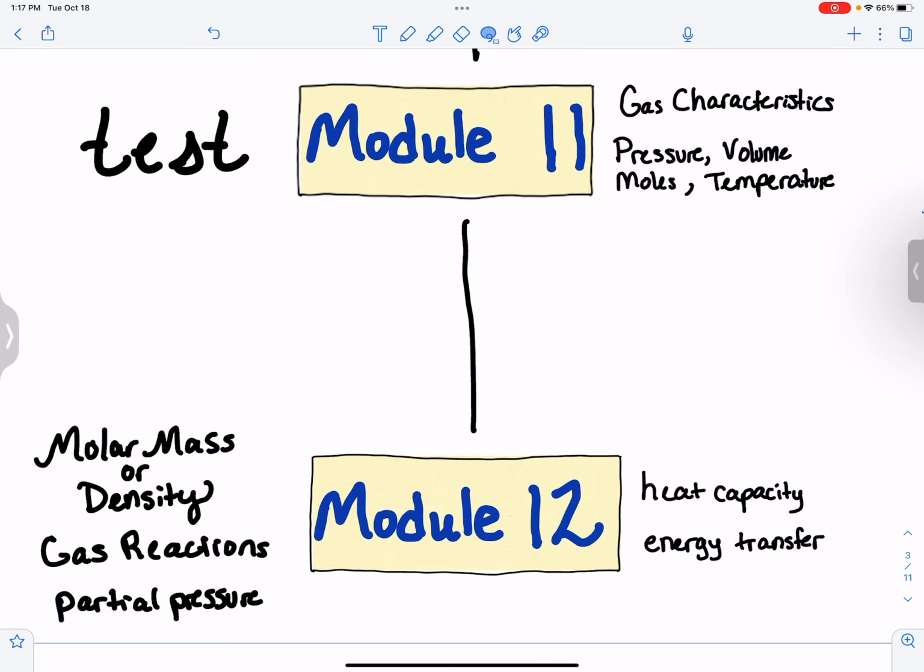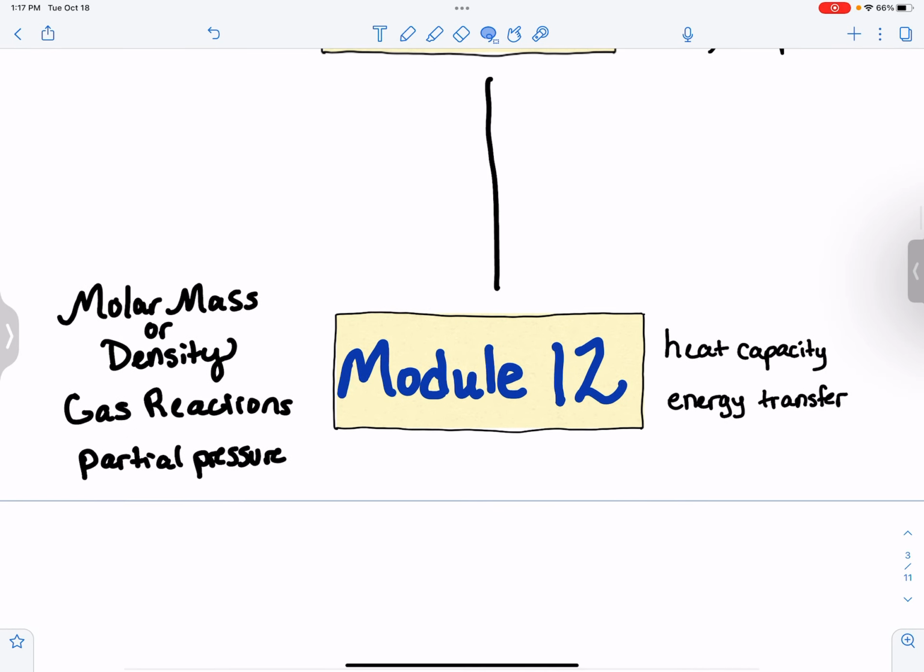So we're going from Module 11 to Module 12. And in Module 12, you're going to still be working with gases in the first part. And in the second part, you're going to switch to talking about energy. So it's a change of topics between part 1 and part 2.